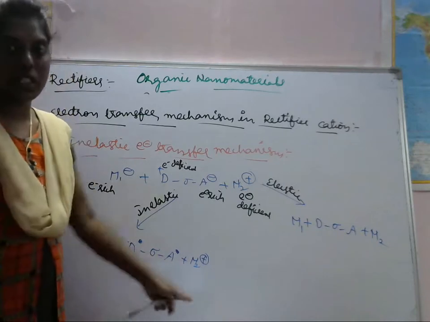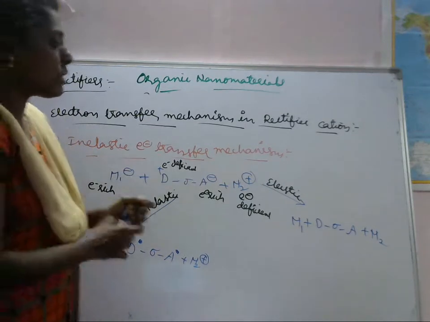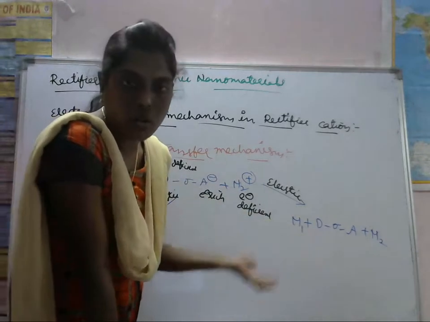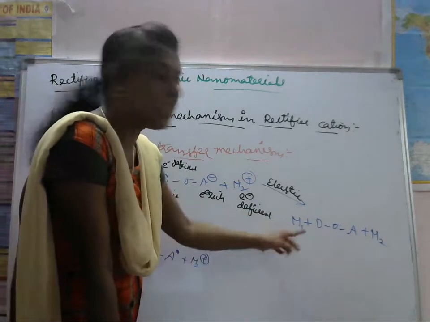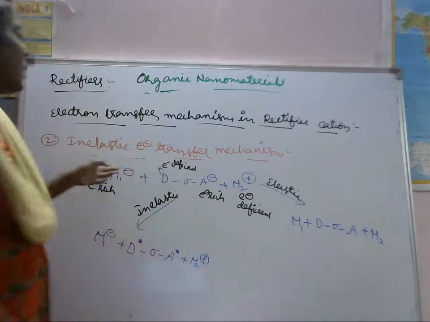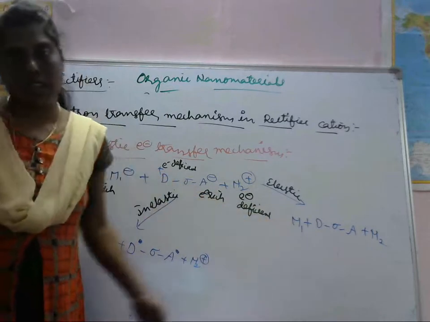So that's why this is said to be an inelastic electron transfer mechanism. If you see here, all are neutral in charge. There are no charges present in this one. So that's why it is called an elastic electron transfer mechanism.